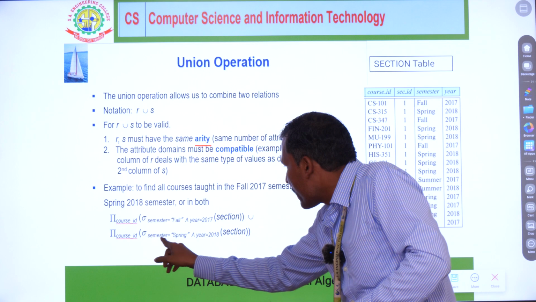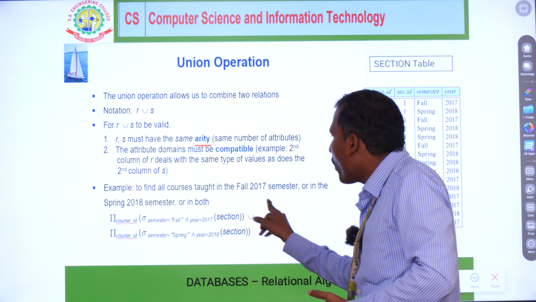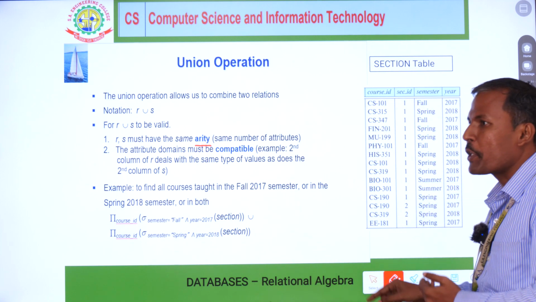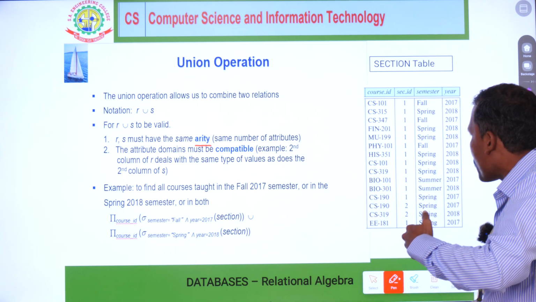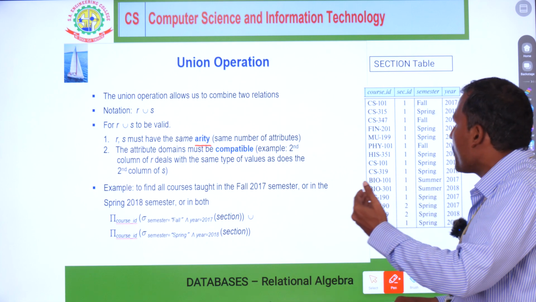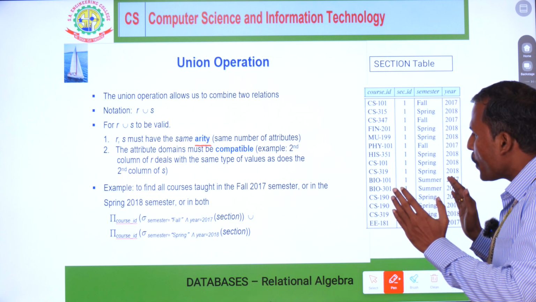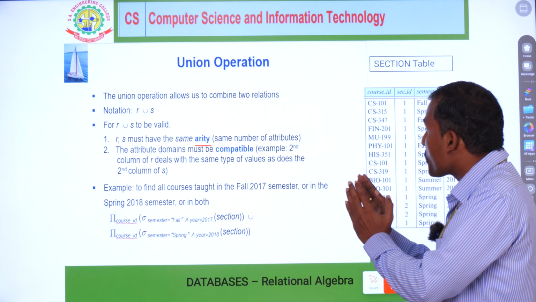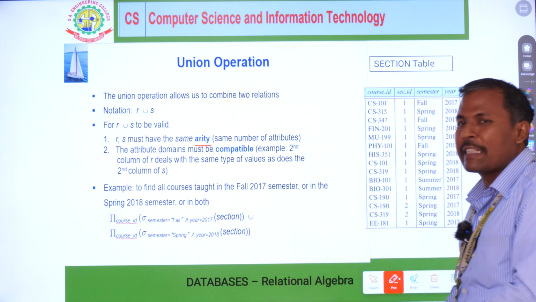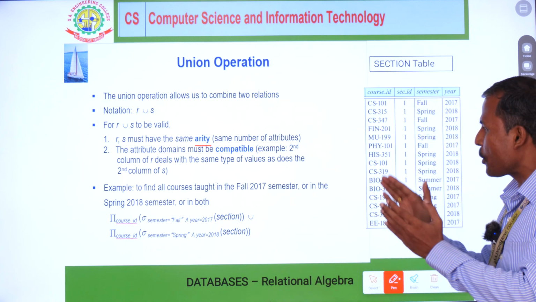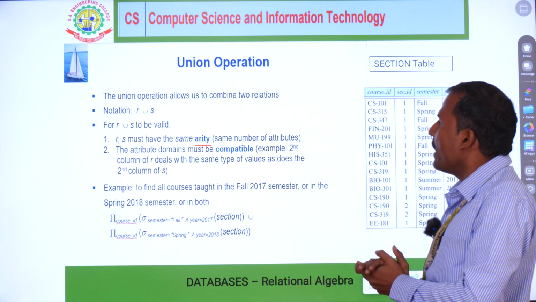So sigma, semester is equal to spring and year is equal to 2018. If you want to find out all the courses that were taught either in fall 2017 semester or in spring 2018 semester, the right operator to be used is union. If you want to know the common courses that were taught in both fall 2017 semester and in spring 2018 semester, you have to go for the intersection operator. The remaining things remain the same for the intersection operator.